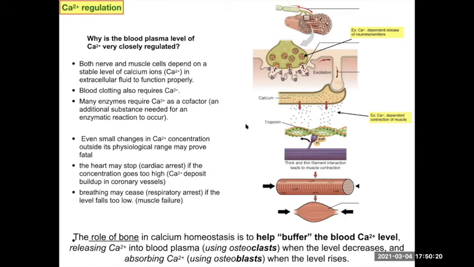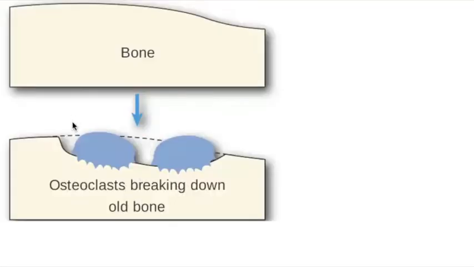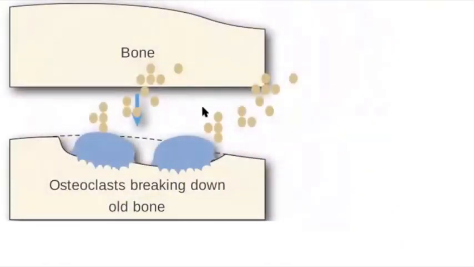Either releasing calcium into the blood or absorbing calcium from the blood back into the bone to affect the levels. When we talked about bone tissue, we had the cell types: osteocytes and the lacuna with their canaliculi, but we also had two other types of cells, osteoclasts, which break down bone. They move into the bone like little macrophages and secrete enzymes that digest it. And when they do, calcium is released.